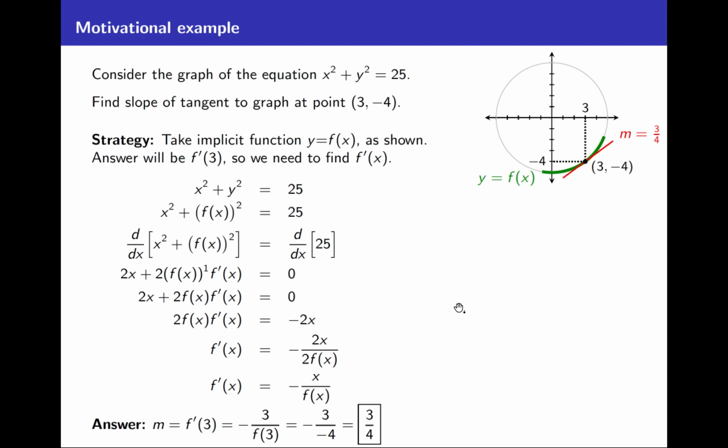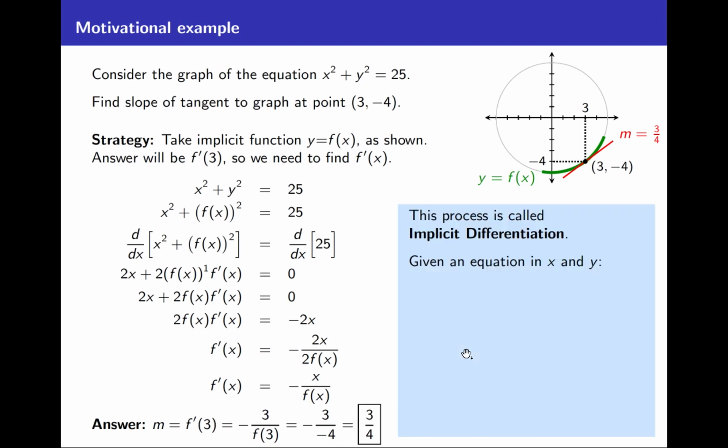The technique that we just applied here is the technique of implicit differentiation. That's what gave us our slope of 3/4. Let's summarize what we did. The process that we just did here, as I said, is called implicit differentiation. And it works this way.